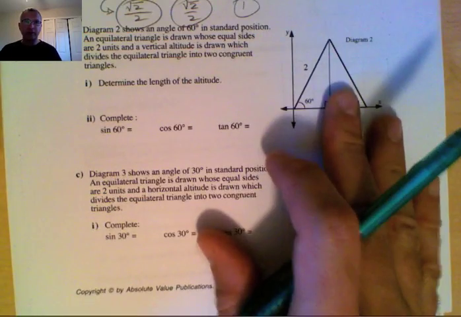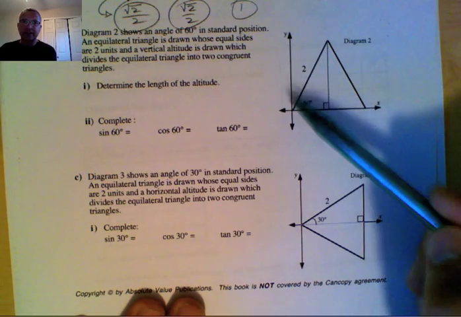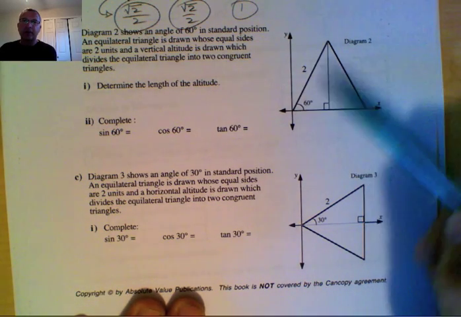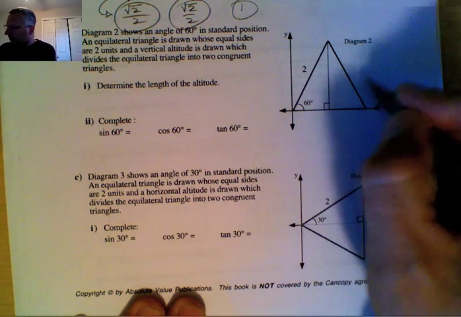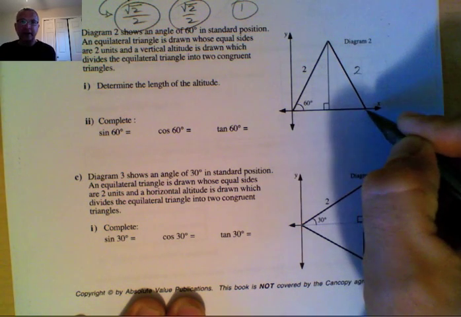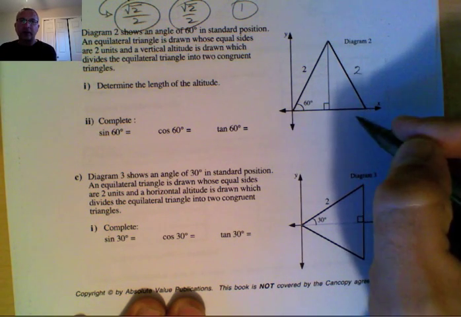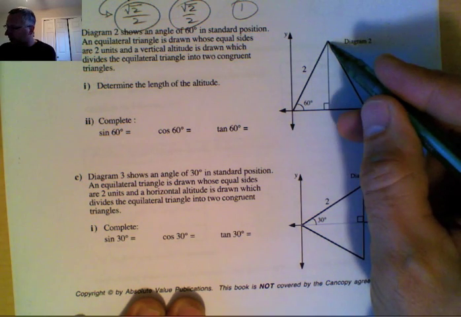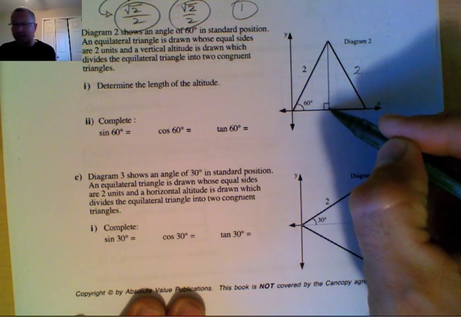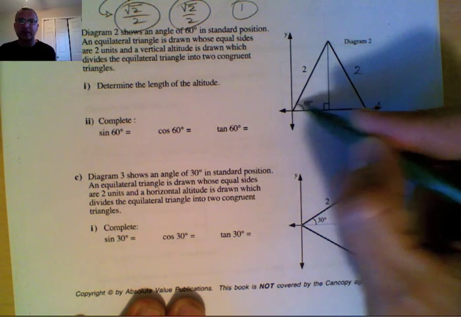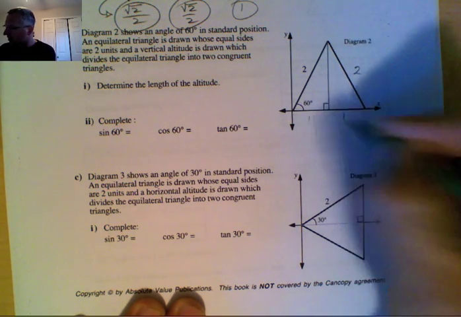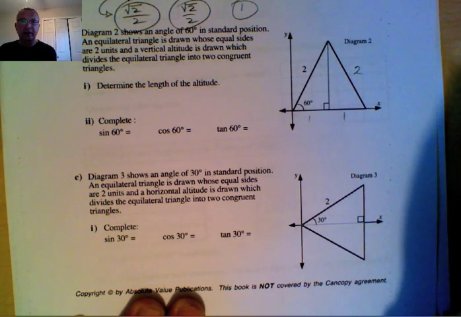So the next thing we're going to look at is a 60-degree reference angle. And we're going to draw an equilateral triangle. That means all these sides have a length of 2. Well, if they all have a length of 2, what this means is when we draw this line down the center, it's going to divide this base in half. So that means each part of this base has a length of 1.